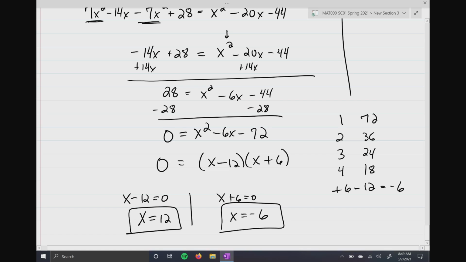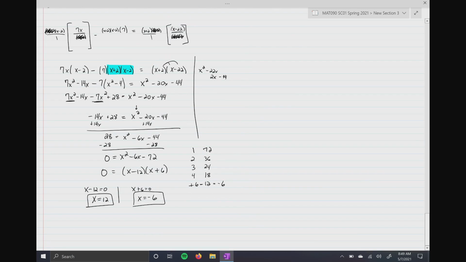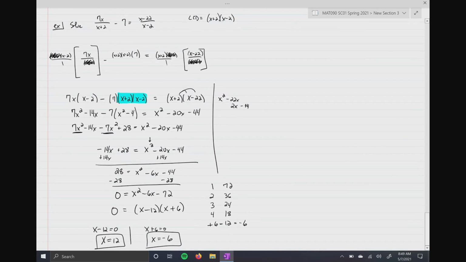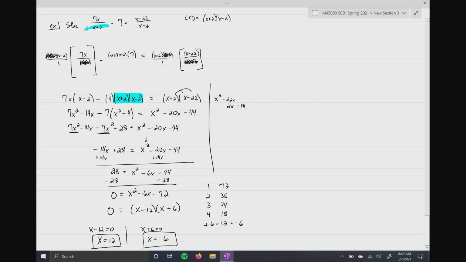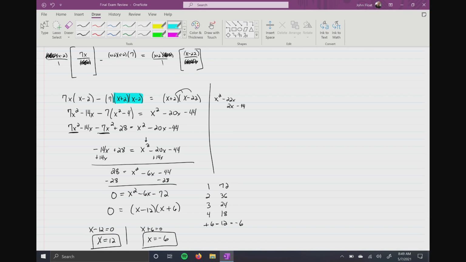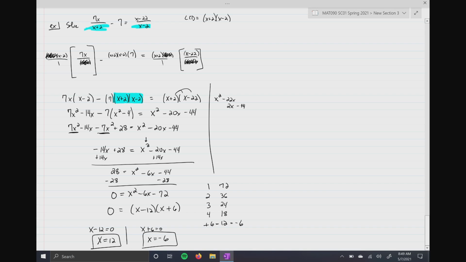However, we need to guarantee that these are the solutions. And why am I saying that? If I zoom out and I look all the way at the beginning of the problem, notice I have variables in the denominator, x plus 2 and x minus 2. I know that x can be numbers, but the only values of x that I do not want are negative 2 and 2. Those are the 2 values I want to avoid.